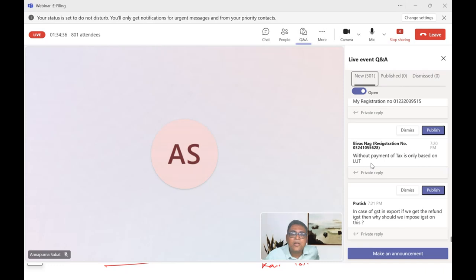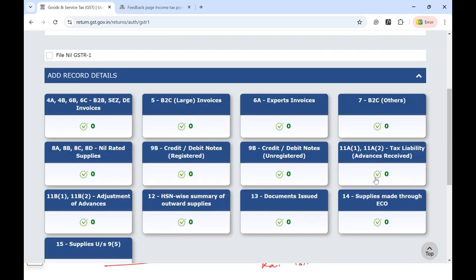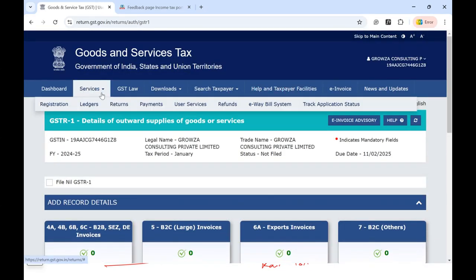Without payment of tax is only based on LUT. Yes, sir. If you are making any export supply without payment of tax, in that case, first of all, you are required to file a LUT, letter of undertaking. How to file LUT? One minute, I'm going to show you. That was on my radar. I'm going to show you how to file LUT.